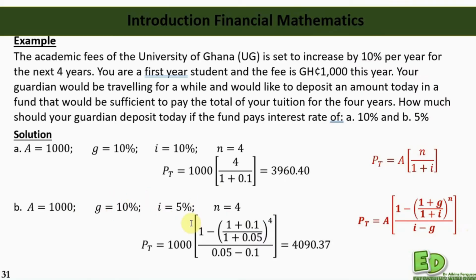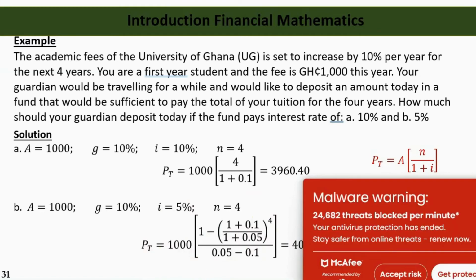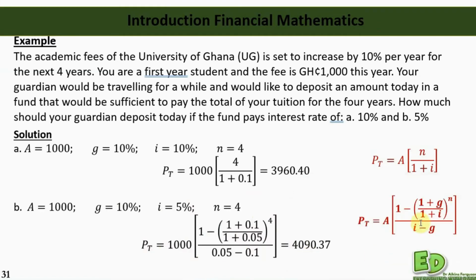5% is not equal to 10% or vice versa. So the total is that the amount, which is the annuity, bracket of 1 minus 1 plus 0.1 over, because the first one is growth rate, which is 10%, 0.1. 1 plus interest, which is 0.05, raised to the power 4 over your interest rate, which is 5% minus the growth rate.